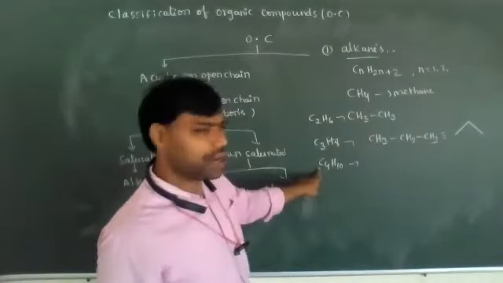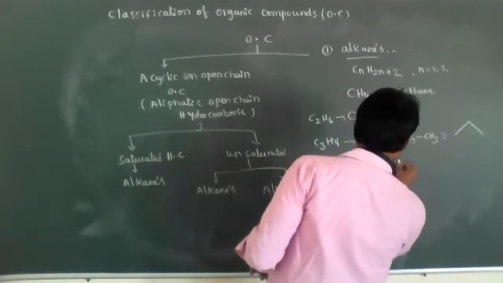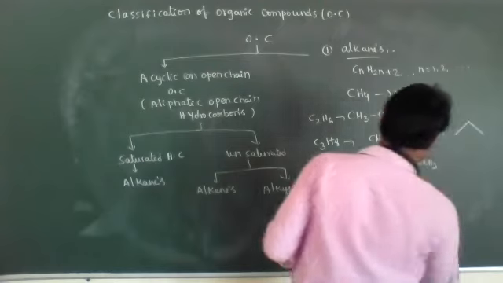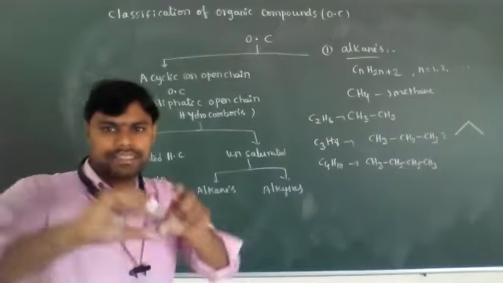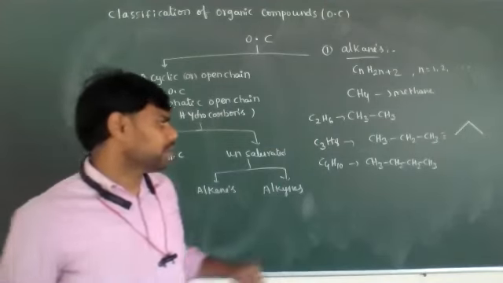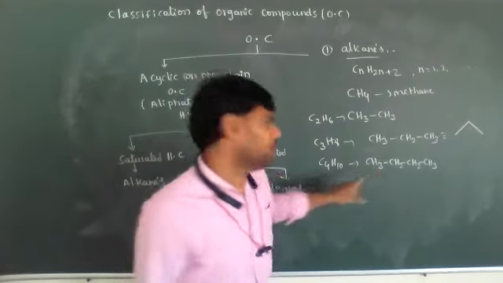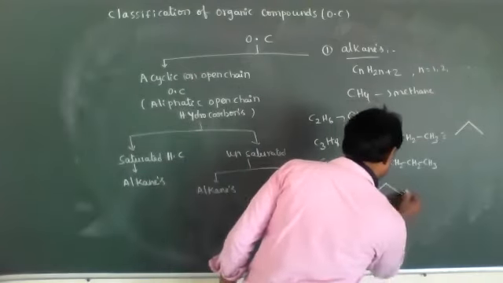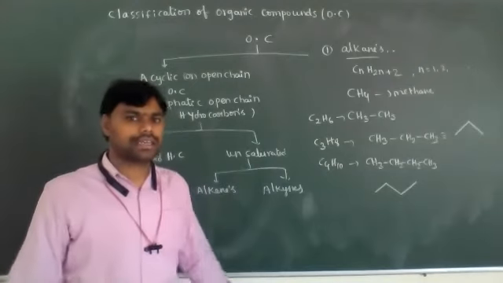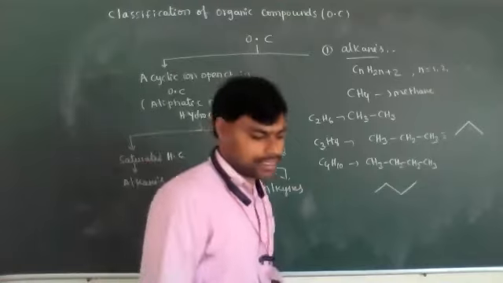Okay, next C4H10 means butane. CH3-CH2-CH2-CH3. The four carbon atoms are connected in a straight chain. Then the remaining tetravalency can be satisfied by the remaining hydrogen atoms. Now its bond line is like this. So this is called butane. Butane, alkane examples. Next, alkenes.